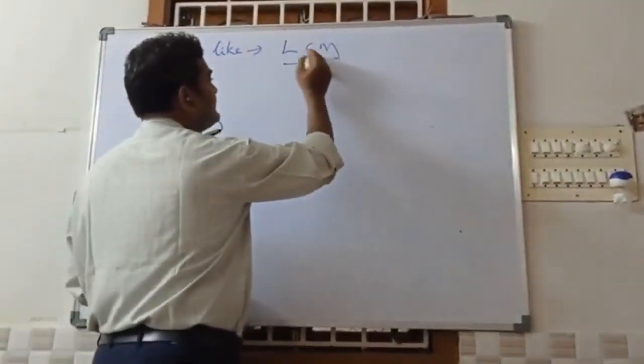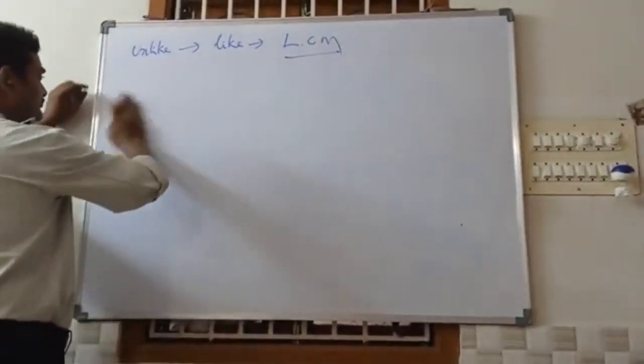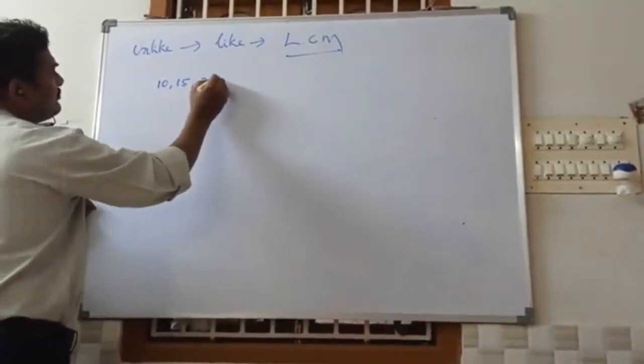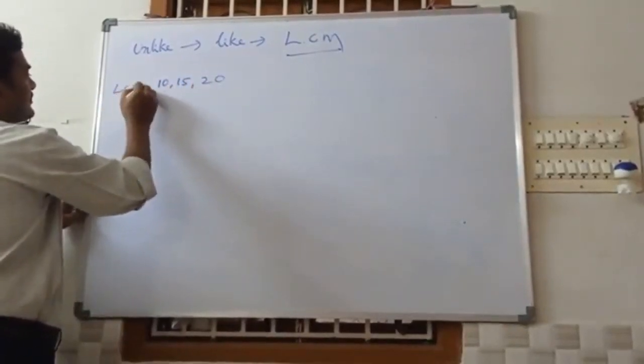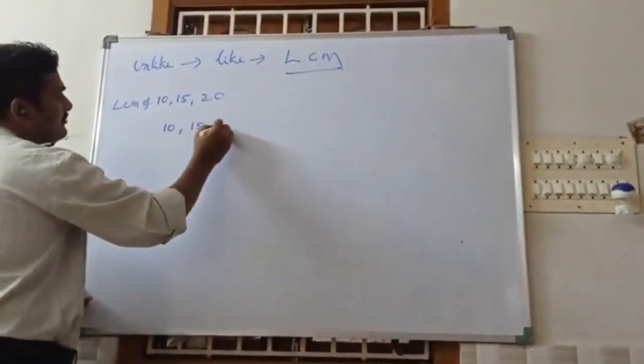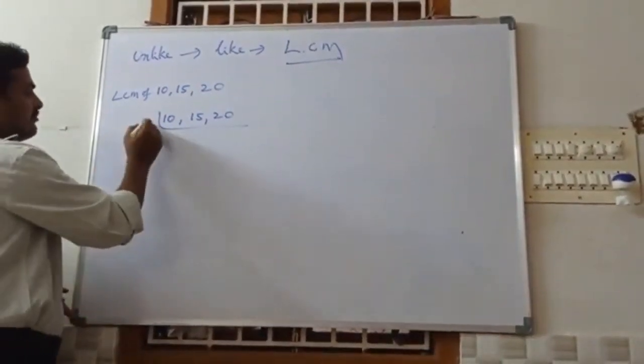What is meant by LCM? Least common multiple. For example, the LCM of 10, 15, 20. So 10, 15, 20. If you take like this, now take the least table, 2.